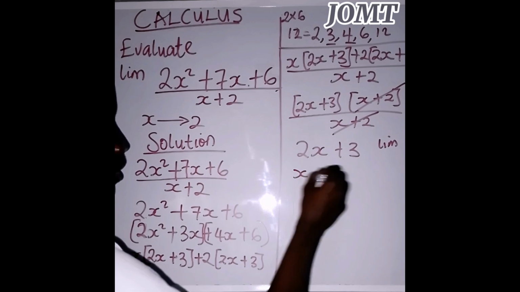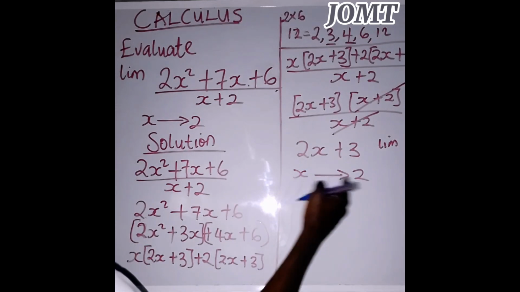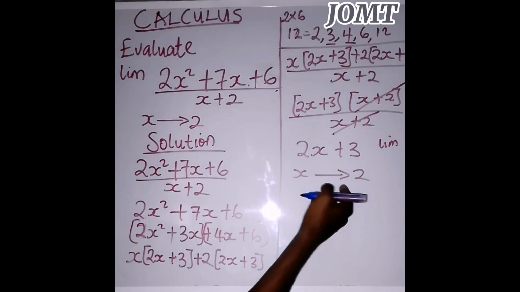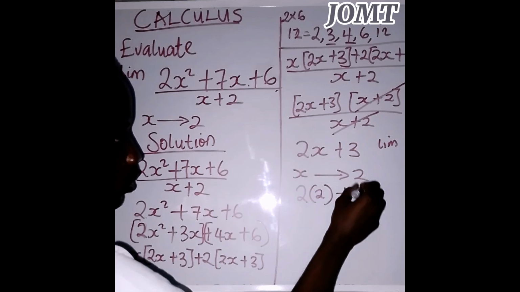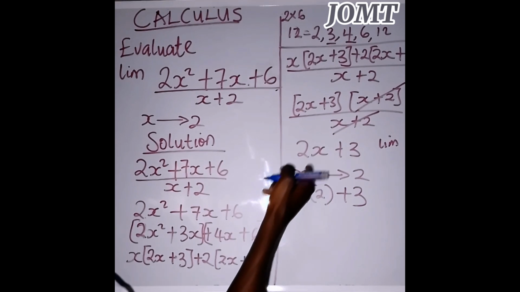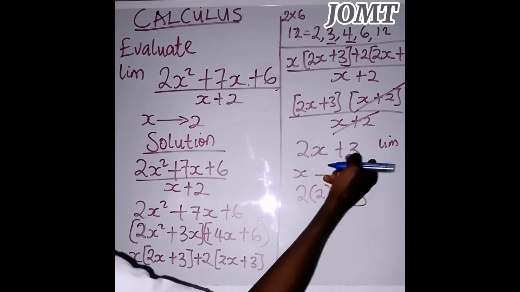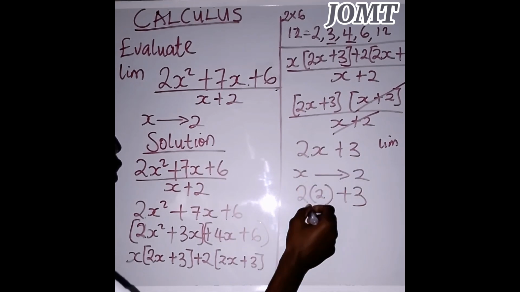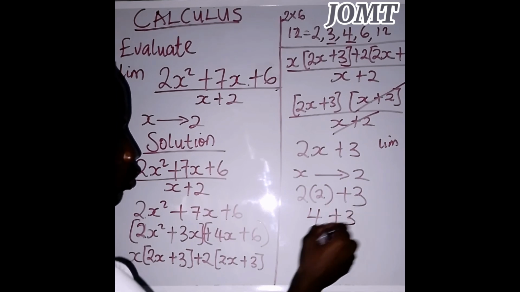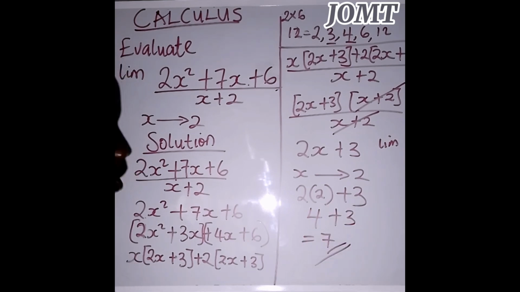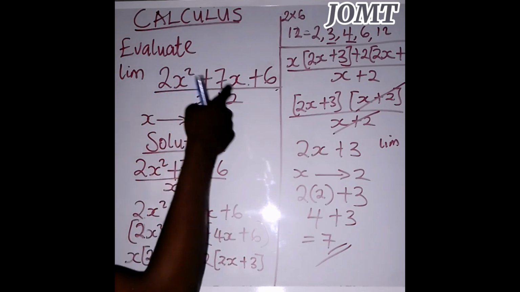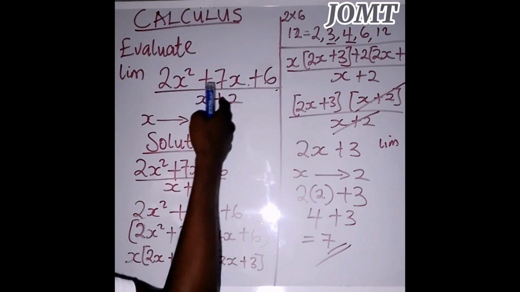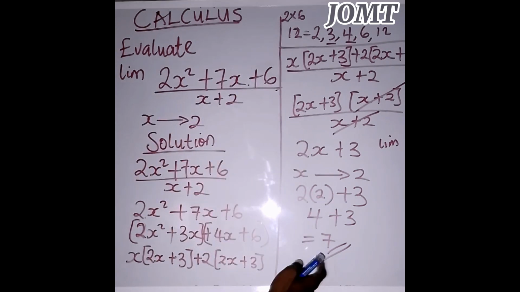As x tends to 2, anywhere I see x, I replace it with 2. So I have 2, open brackets, my x becomes 2, plus 3. So I'm replacing this x with 2 after getting my limit. So 2 times 2 is 4, plus 3, which is equal to 7. So my final answer is 7. That means the limit of 2x squared plus 7x plus 6 over x plus 2 as x tends to 2 is equal to 7.